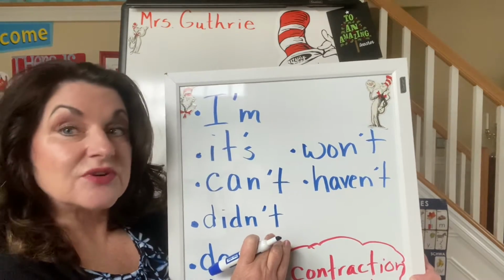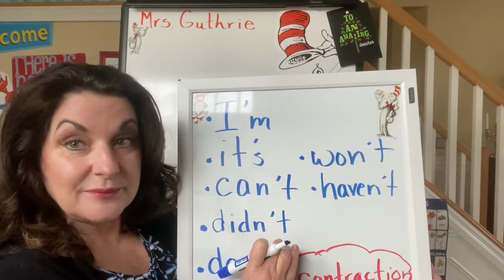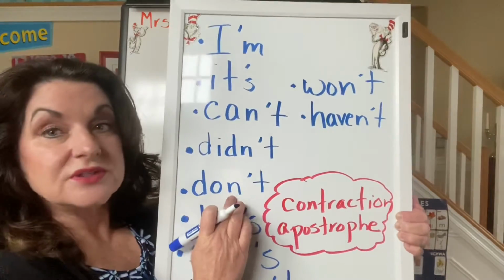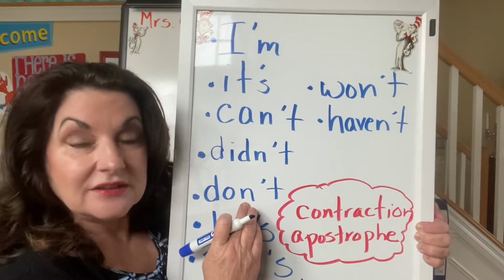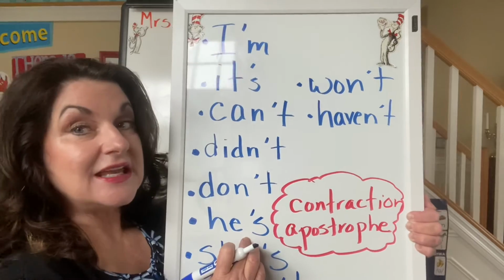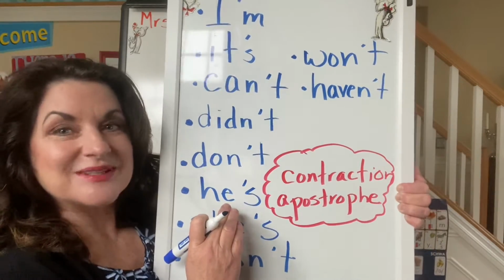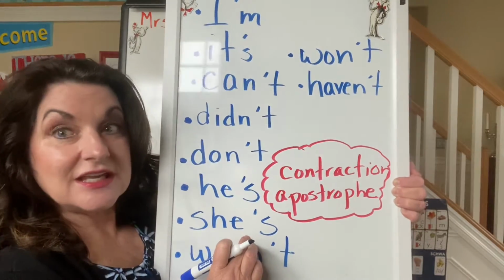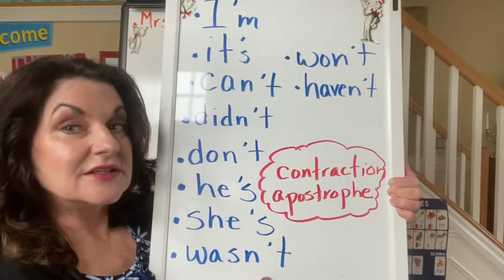Didn't stands for did not. I did not like that meal. I didn't like that meal. Don't stands for do not. Do not do that. Don't do that. He's is he is. He's coming to my house. He is coming to my house. She's is she is. She is late for school. She's late for school.